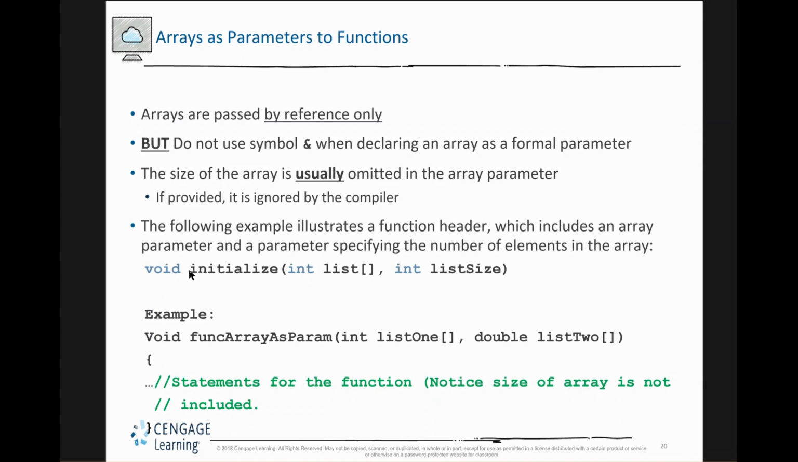So this one, we have void initialize. That's the name of our function, right? Then we have integer list. So here's one of our arrays. We didn't say how many items are in it, and that's okay. And then we have integer list size, and that's the size of the array. We can have void function array as parameter. So there's our function name. Then we have integer list 1. We don't say how many elements are in it. And a double, list 2. So these are two different data types in these arrays. This is an array of integers. This is an array of doubles.